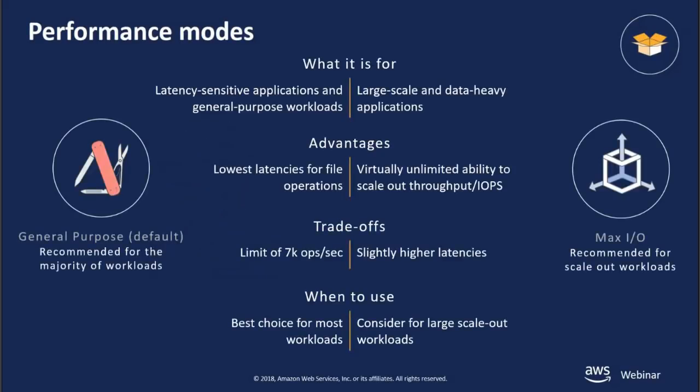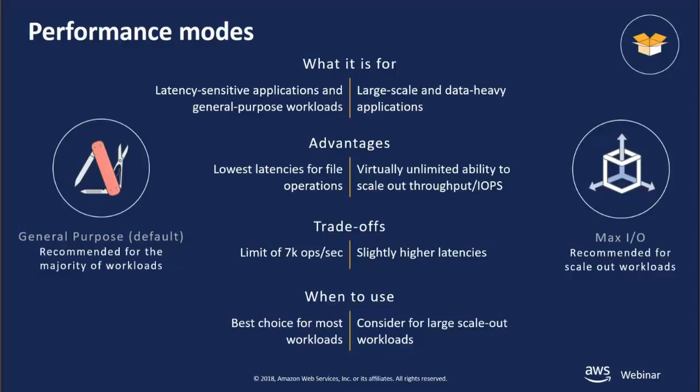The other performance mode we offer is what we call max IO, and this is really recommended for scale out workloads. Let's go ahead and compare and contrast these two different performance modes. So what is it for? General purpose performance mode is for latency sensitive applications and general purpose file sharing, while max IO file systems are for those large scale out, data heavy applications.